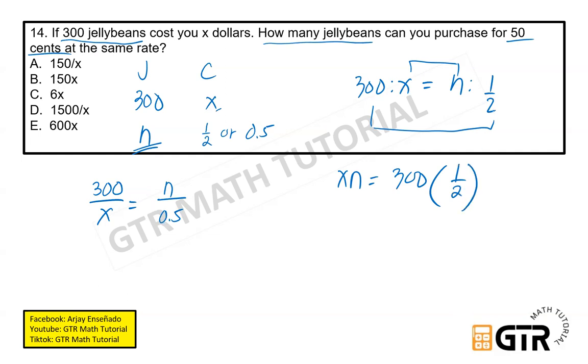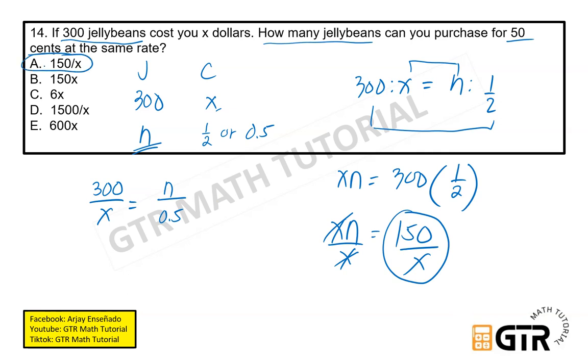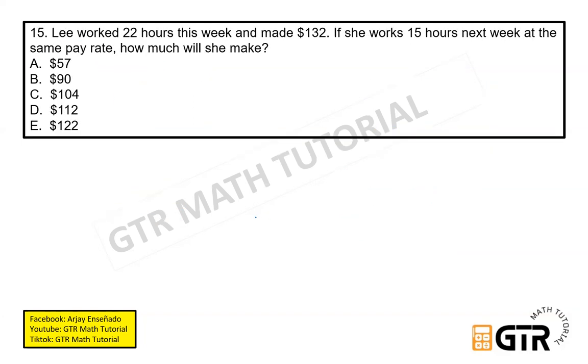Okay? So x times n, we have xn equals 300 times 1 half. 1 half na lang ang ginamit ko dito. 300 times 1 half, hahatiin lang natin ang 300, that will be equal to 150. Tapos we have xn, and then sinosolve natin itong n, divide natin both sides by x. So yan na yung answer natin. The value of n is 150 over x, which is letter A, 150 over x. Okay, so same answer din yan pag kinross multiply natin ito. So next number, number 15. Lee worked 22 hours this week and made $132.